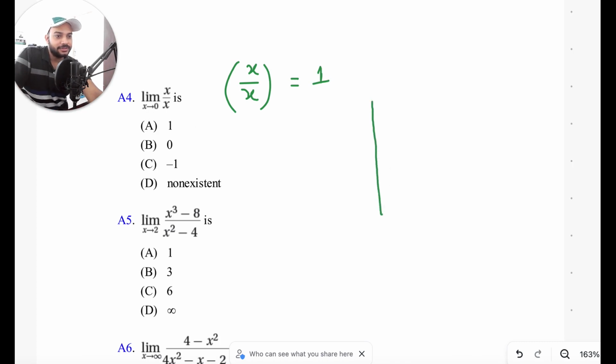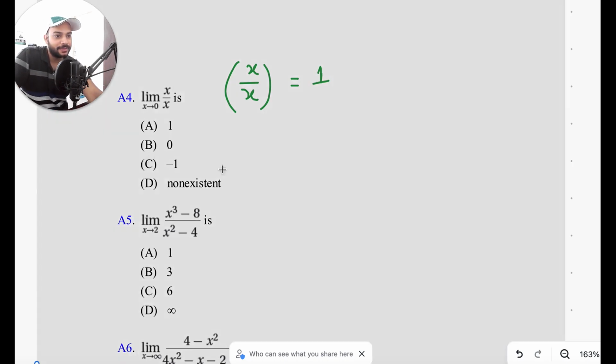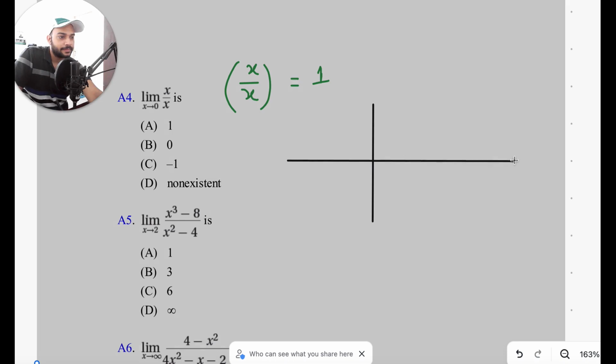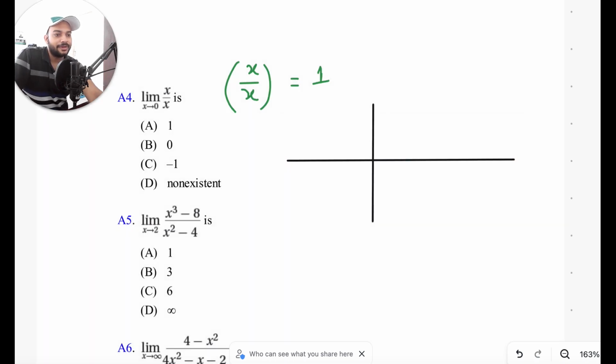If we look at the graph, the function is going to look like this. If I draw the graph here for y is equal to 1, it's simply 1 throughout, except for when x is equal to 0. That's a point of discontinuity. And then again, it's going to be 1 throughout. So the limit exists, although this function would be discontinuous at x is equal to 0.